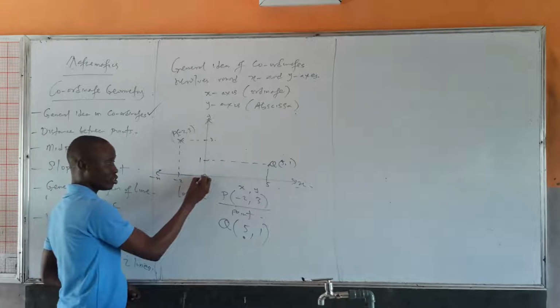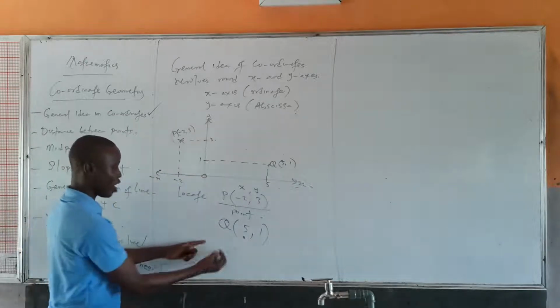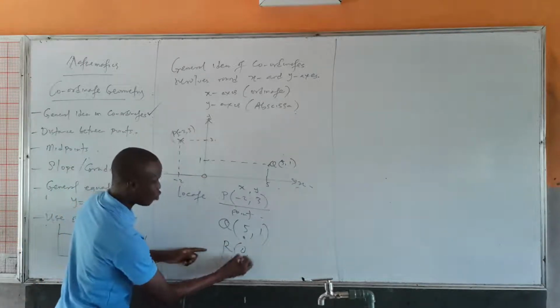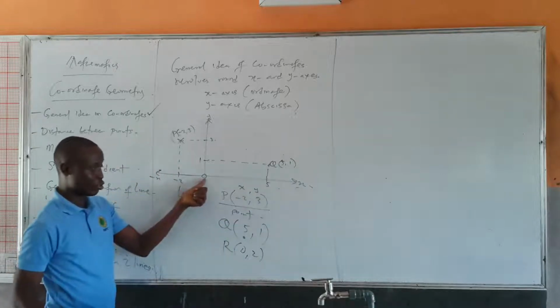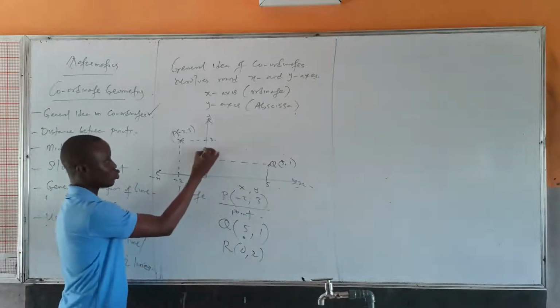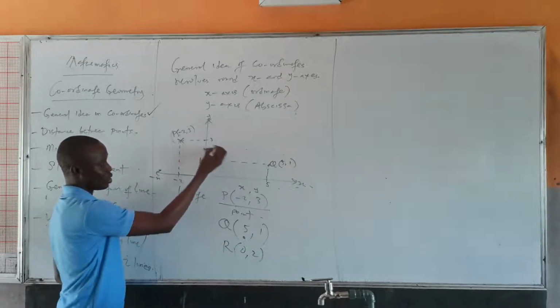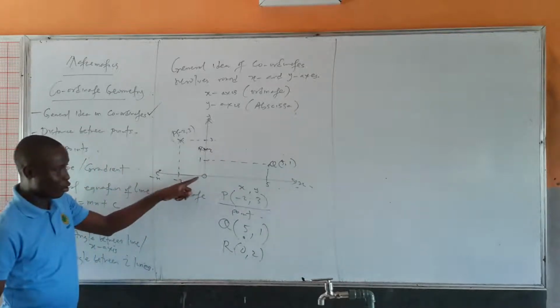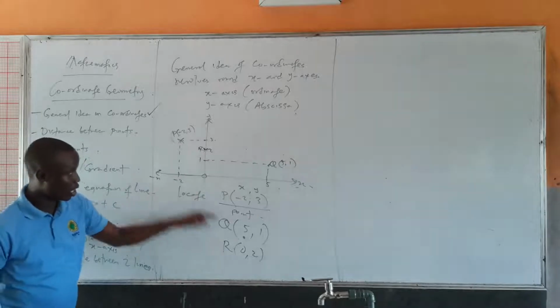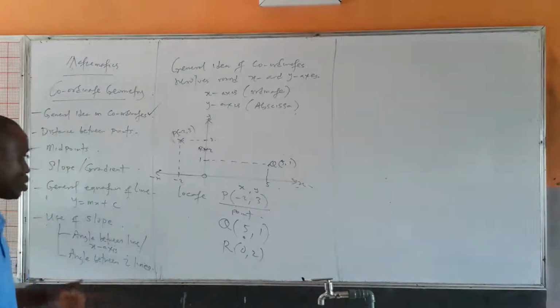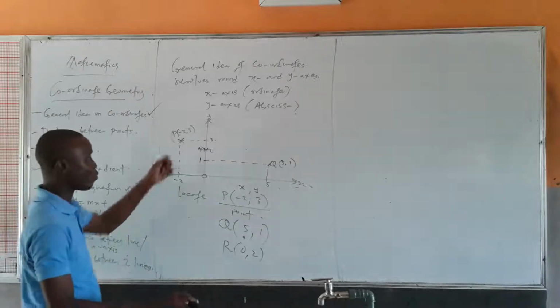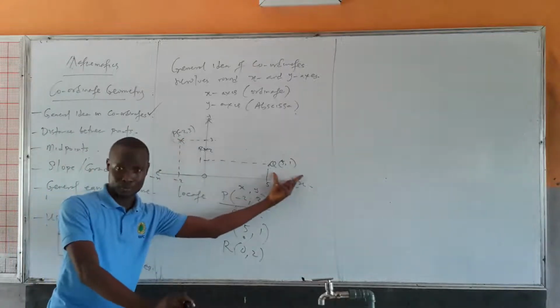This is the origin. The origin too can be used to describe points. You could have point R, which is 0, 2. That simply means on the x axis I have 0, and on the y axis I have 2. So this will be my point R. The general idea of coordinate systems comes from the interaction of points like this with one another.